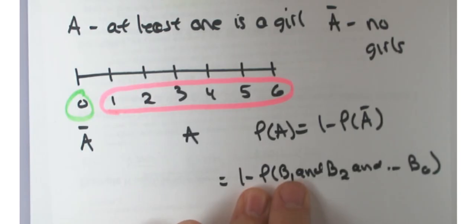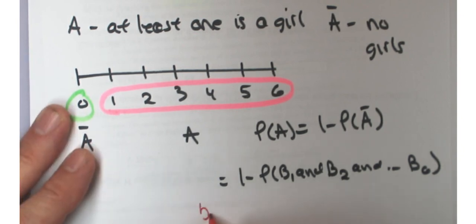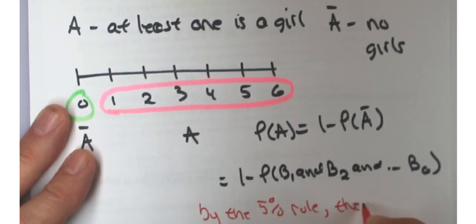But there's something that saves us. The population of China is about 1.3 billion. I don't think I need to calculate 5% of 1.3 billion to realize that 6 probably satisfies the 5% rule. Let's assume that's true. So by the 5% rule, these events can be treated as if they were independent.